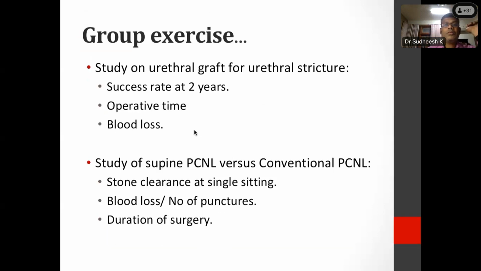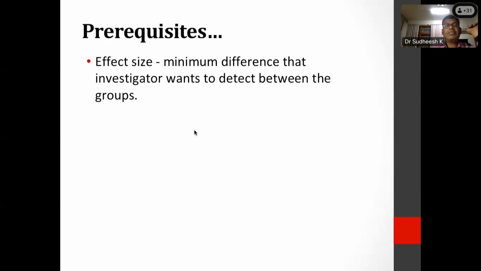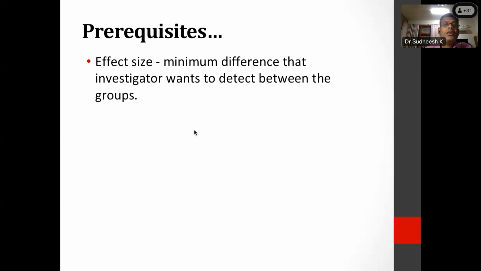So we'll just go through the other things. Next prerequisite is you should assume an effect size. Now, what is that effect size? Effect size is the minimum difference that you are going to study between the two groups. For example, if you are doing a study on duration of analgesia, what is the minimum difference between group A and group B that you are anticipating to say that it is clinically relevant? This is one of the important prerequisites.